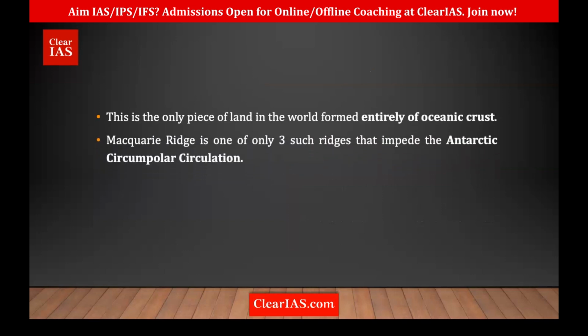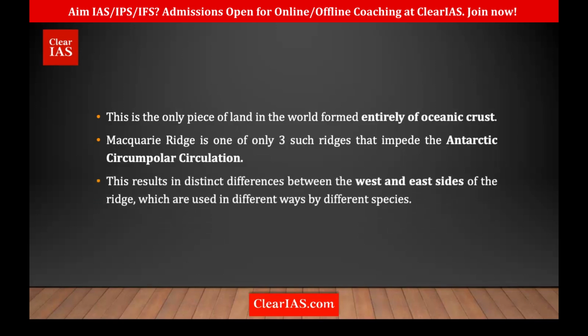Another important significance is there is something called Antarctic circumpolar circulation. So water is completely circulating around the Antarctic pole. There are three ridges which actually disrupt this, and one of them is Macquarie Ridge. So that is another significance. One thing is it is completely made of oceanic crust. There is no continental crust. It's totally of ocean. And yes, it actually impedes the flow of the Antarctic circumpolar circulation.